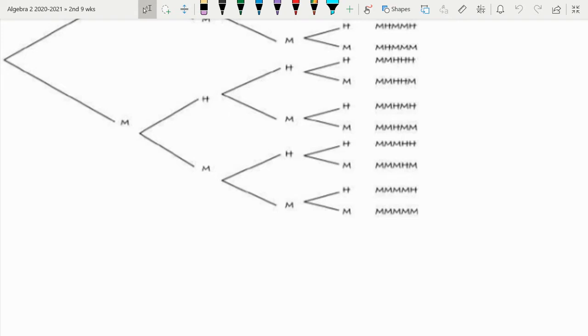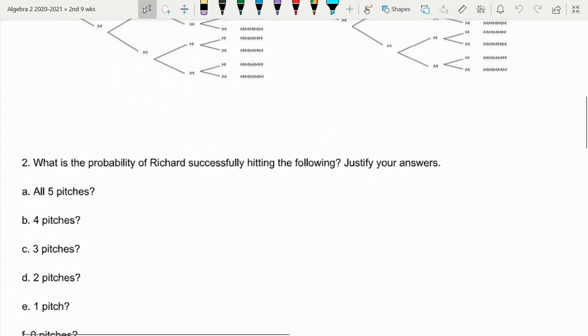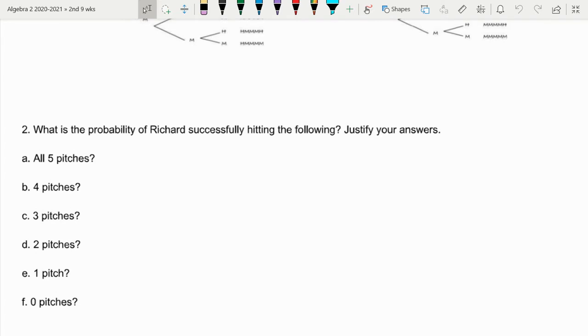If we look at question two here, what is the probability of Richard successfully hitting the following? And you're going to do something similar with your probability game. I'm going to be looking at how you're getting your probabilities for the game that you're going to make.